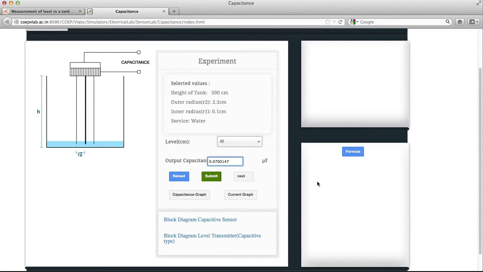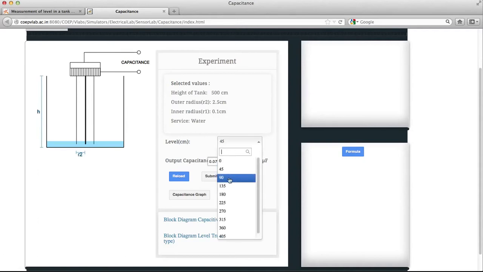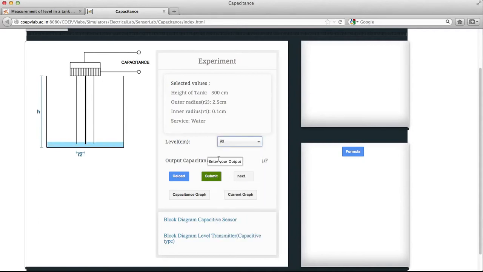Now the calculated value is 0.0700147, and then you submit this value. This value is correct. Then go to the next value. The next value would be 90, suppose, and for 90 you will find the value would be 0.131463. Now you submit this value.